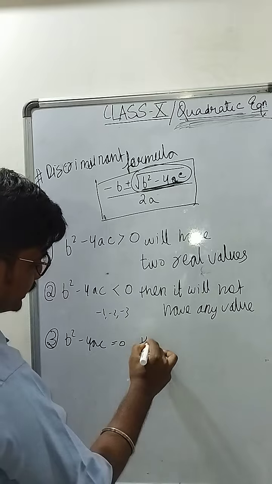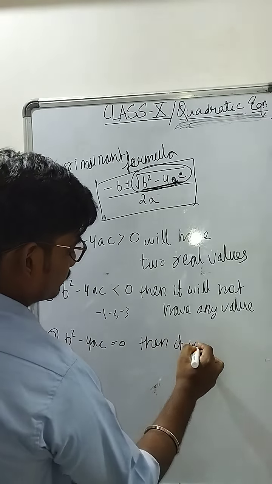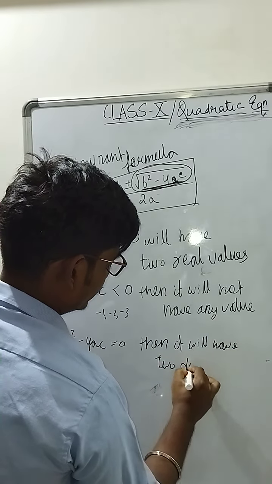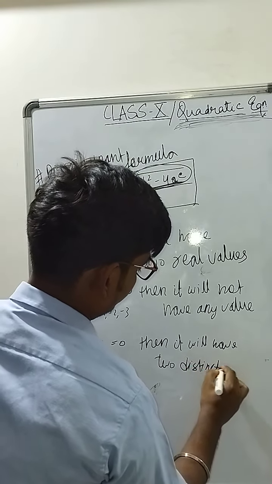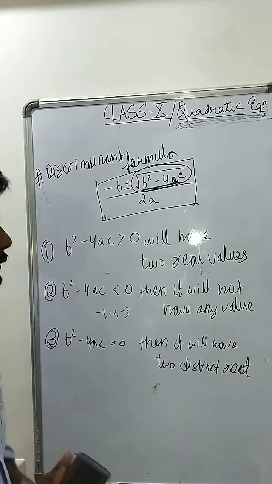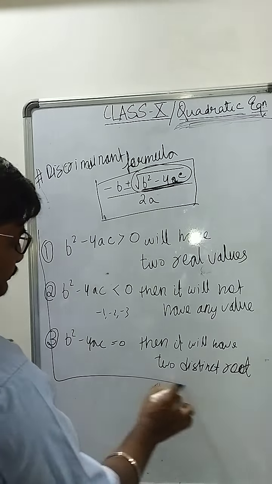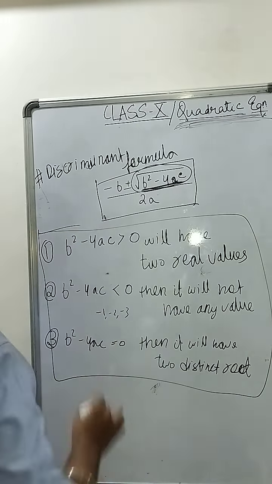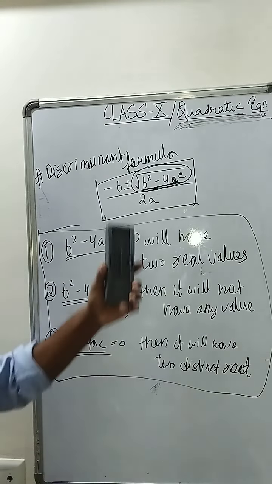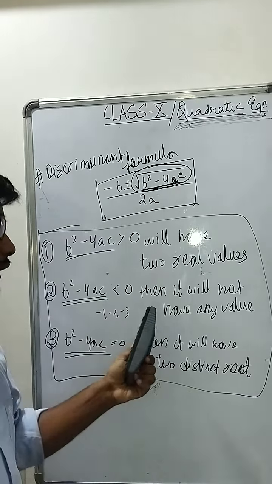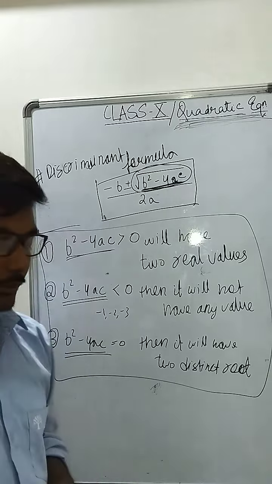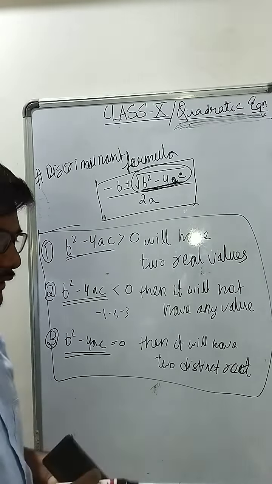Okay. So next and the last property is b square minus 4ac equal to 0. Then it will have 2 equal roots. Okay. So these are the 3 conditions for b square minus 4ac. These are the basic conditions that we need to learn in this chapter for this discriminant formula. Okay. So we can take an example.